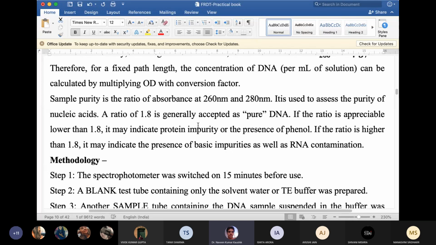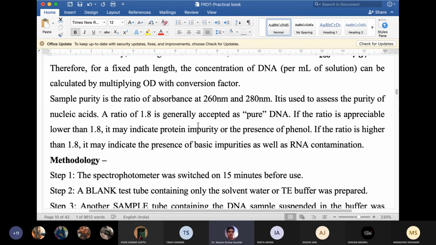Now after performing this, you find that your ratio has increased. It means earlier you found that 280 absorbance was more and 260 absorbance was less, but now you are getting 260 absorbance more and 280 absorbance less. This means you have removed the protein, but something other than protein is also there. That is your RNA.